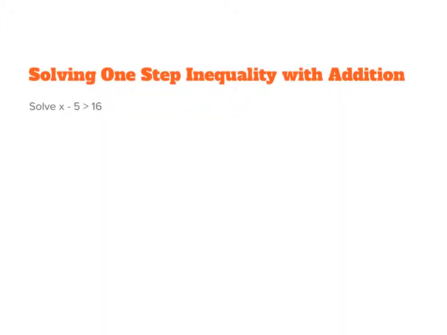So if I have x minus 5 is greater than 16 and I want to solve that, what I need to do to solve for x is I need to get rid of this minus 5. Okay, so what I can do is I can add 5 to both sides. And if I do that, the 5's on the left cancel out and I'm left with just x is greater than 16 plus 5, which is 21. So my answer would be x is greater than 21.